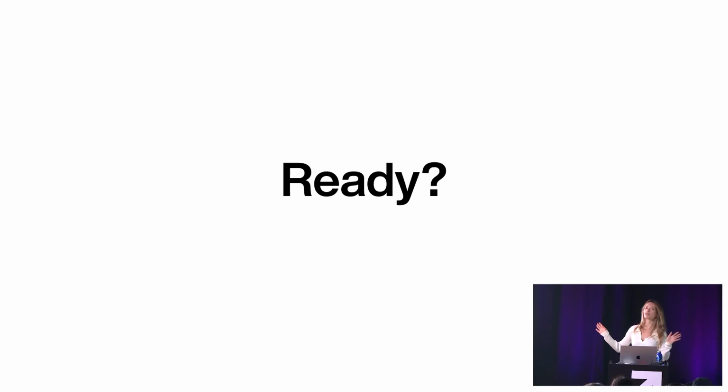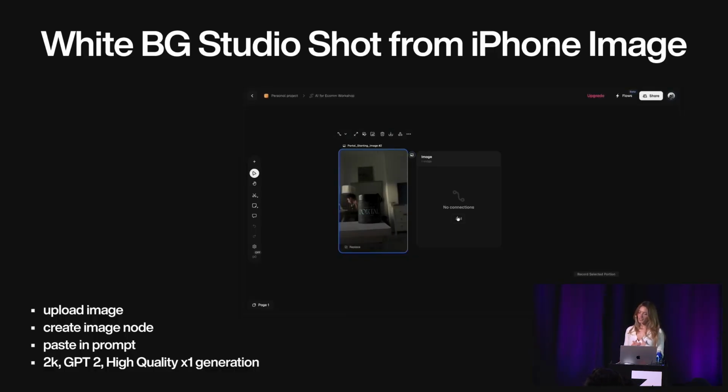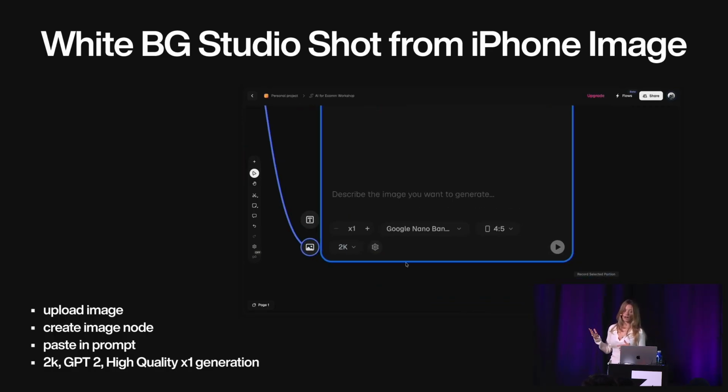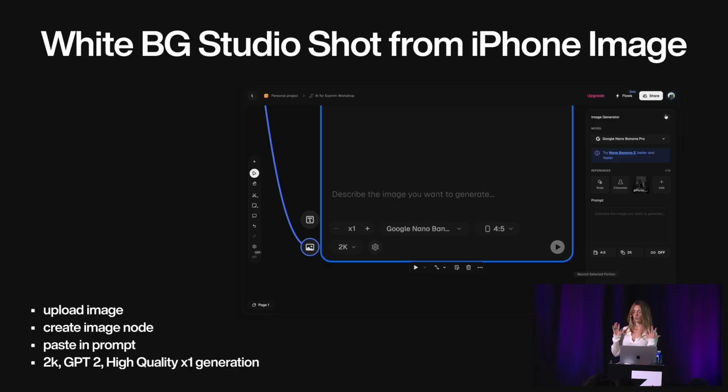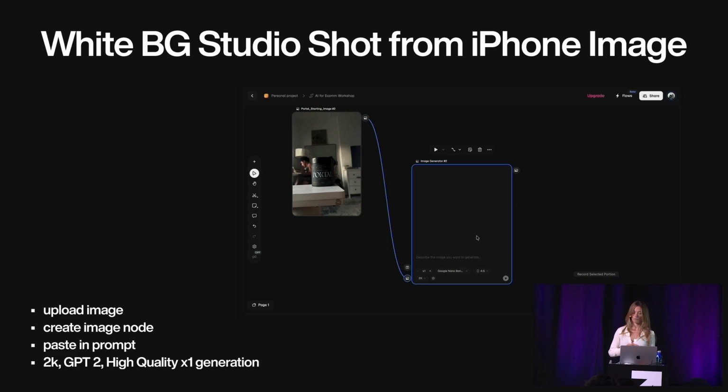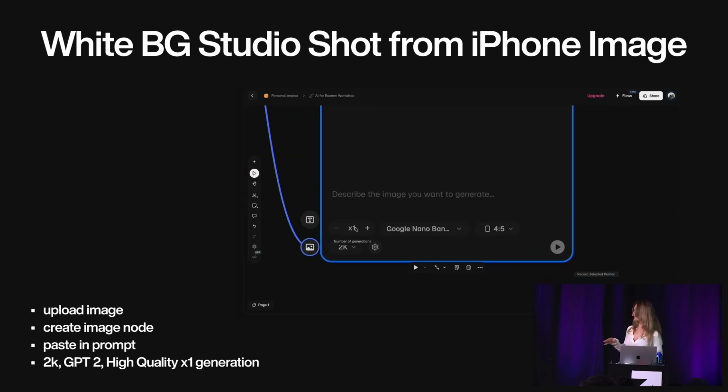All right, everyone ready? Good? Okay. The first technique we're going to be doing today is creating a white background studio shot from an iPhone photo or a regular phone photo. This is going to be really important for our generations going forward because we want to have the cleanest, simplest, most straightforward image of our product. If you already have an image with a very clean white background, you can try this prompt but swap for a black background, or you can just watch us do this one.